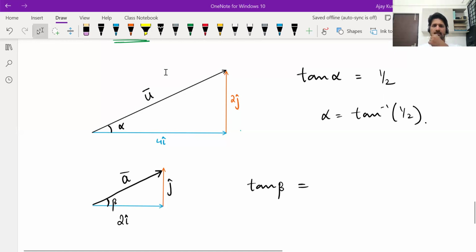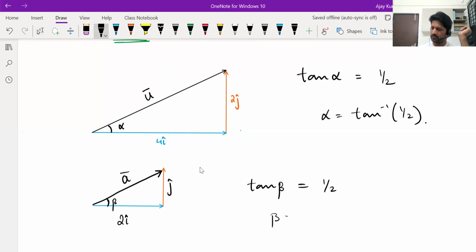How much is beta? Beta is equal to tan inverse 1 by 2. Same thing again: tan beta is opposite by adjacent, 1 by 2. So you get beta equal to tan inverse 1 by 2. Okay, so alpha and beta are the same. That means the inclination of the initial velocity vector and the inclination of the acceleration vector are the same, which means they are pointing in the same direction.